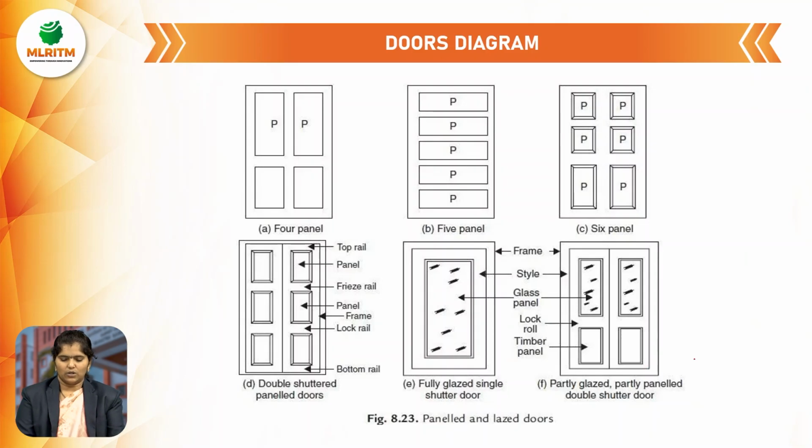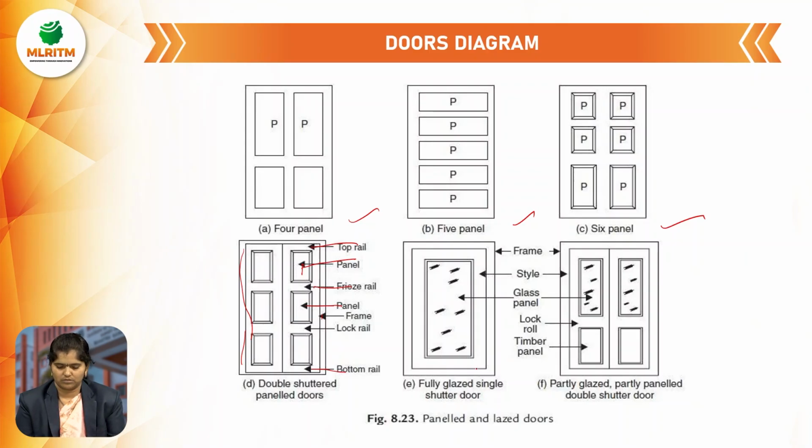So here, door diagram: 4 panel diagram, 5 panel diagram, 6 panel diagram, double shutter panel door. So here, this is panel, top rail, freeze rail, panel, frame. It's called frame, bottom rail. This is fully glassed single shutter door.